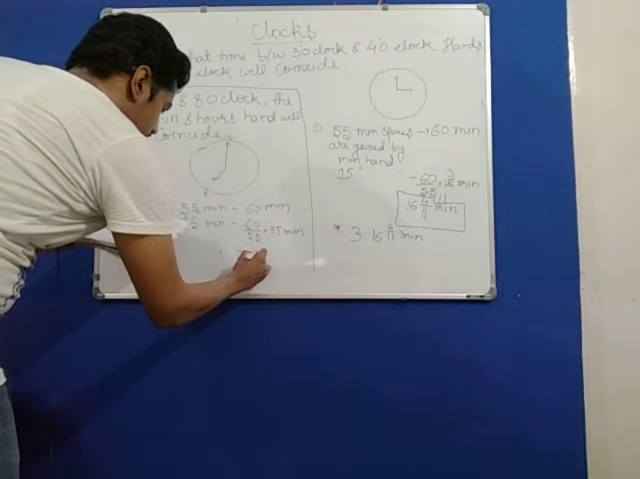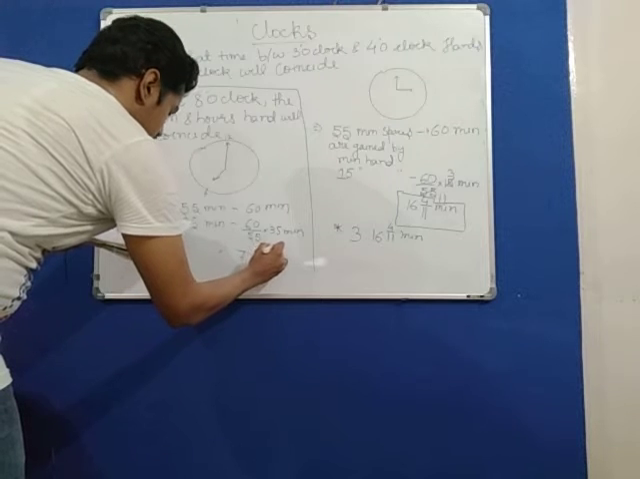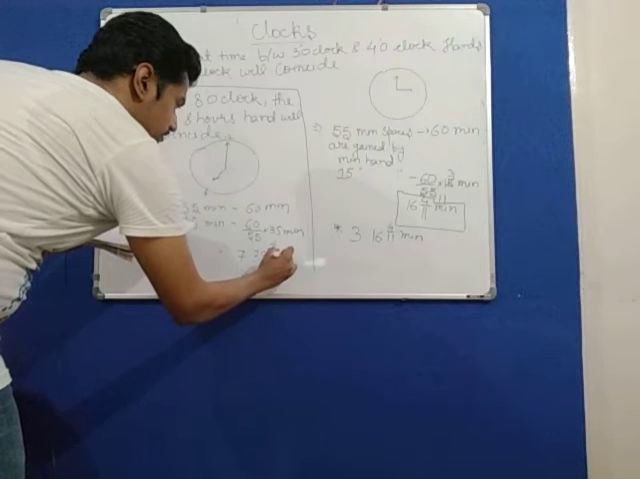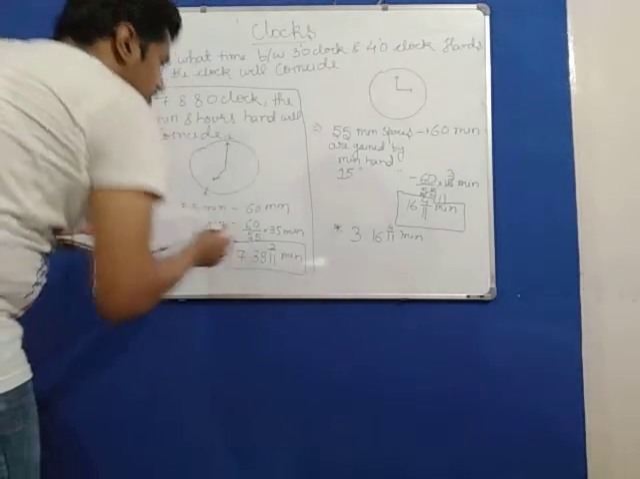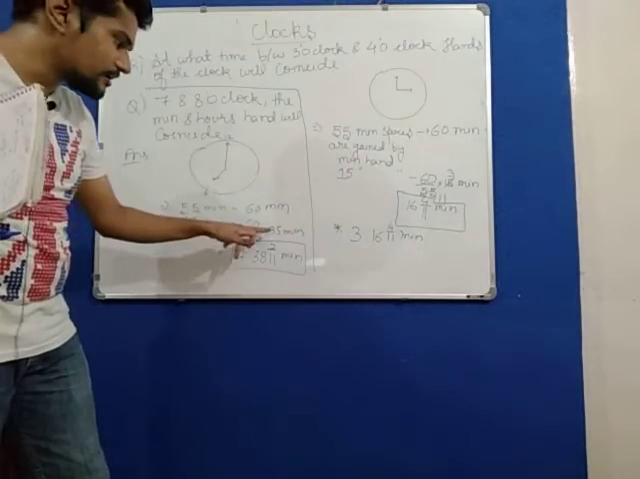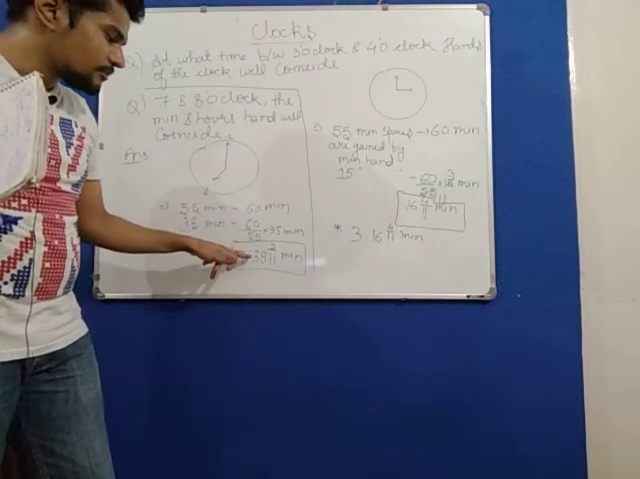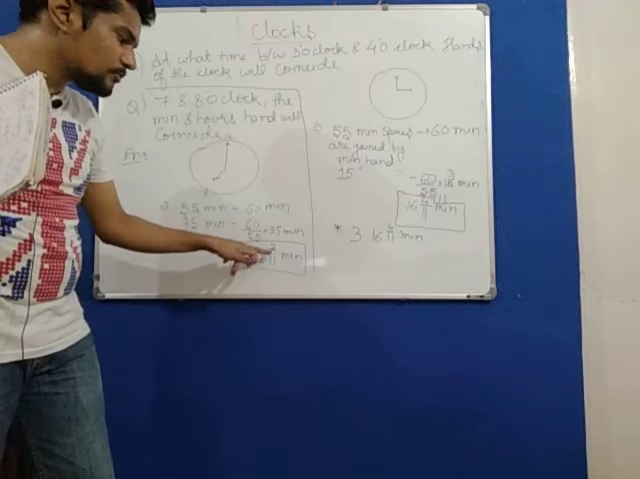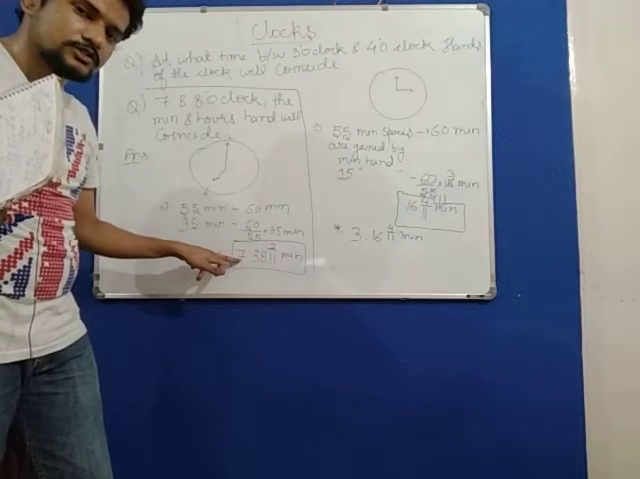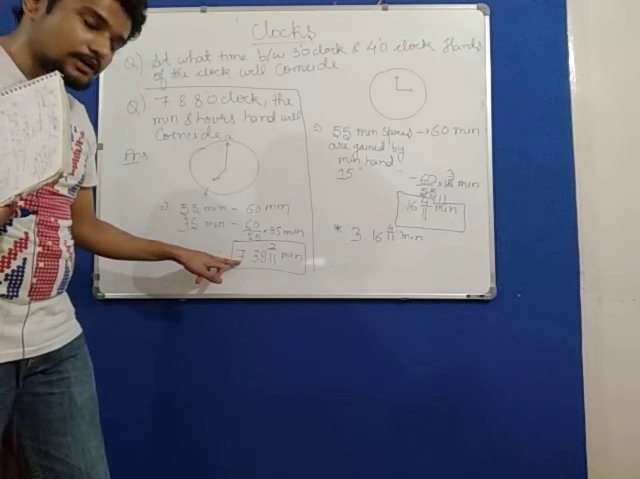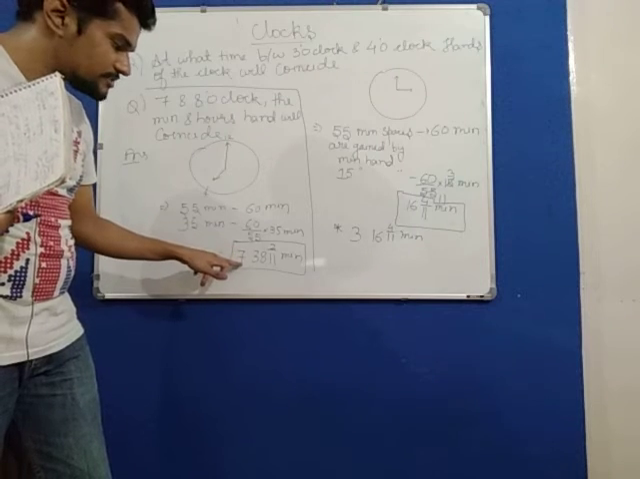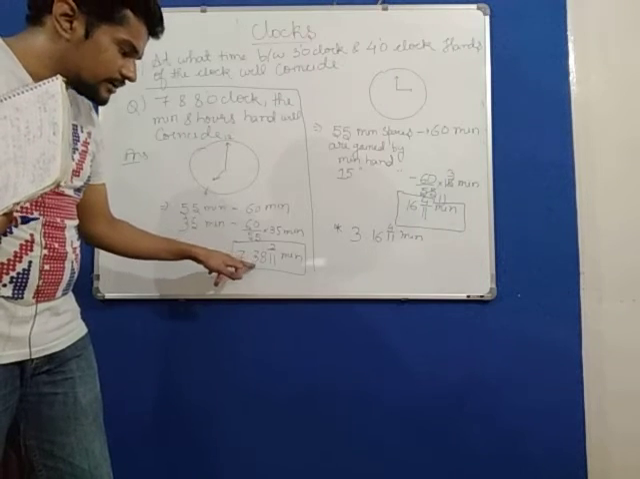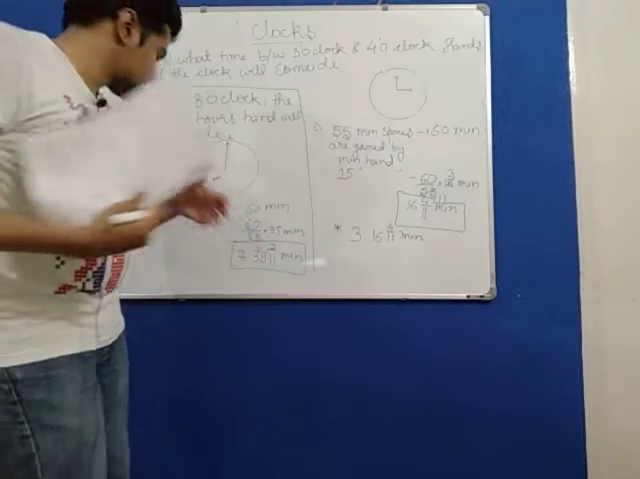7 hours 38 and 2 by 11 minutes. This is going to be the answer when we solve 60 by 55 into 35 minutes. We are going to get 38 2 by 11 minutes. So the time at which the hour and minute hands will coincide with each other between 7 o'clock and 8 o'clock is going to be 7 hours 38 2 by 11 minutes.